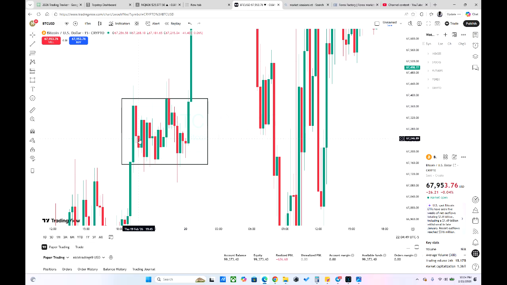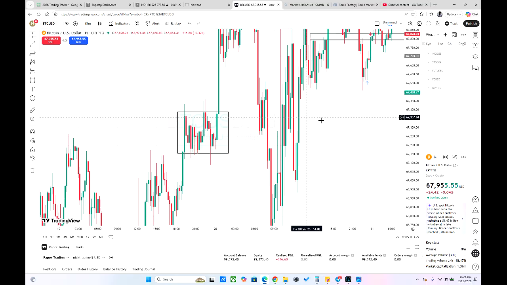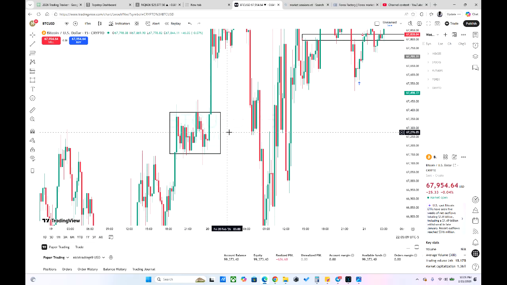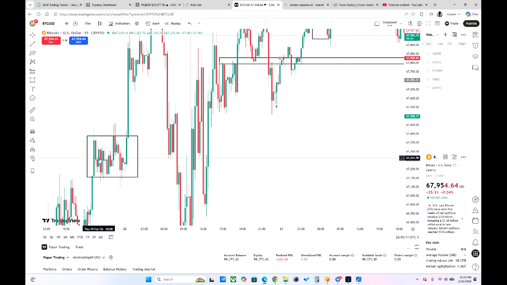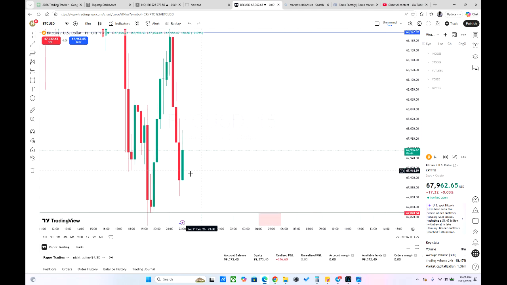15, 30, 45, 1 hour. This is about 5 hours' worth of candles right in the box there. 5 hours and a move of only $150. You either move up and down within $150. You don't want to enter that. You want to enter trades where it's 15, 30, 45, 60, 15, 30.